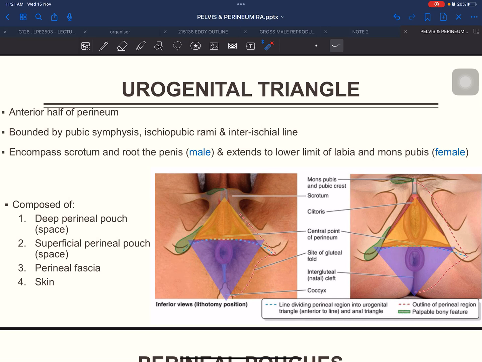Urogenital triangle first. The orange one is the urogenital triangle. The purple is the anal triangle. This is in lithotomy position.